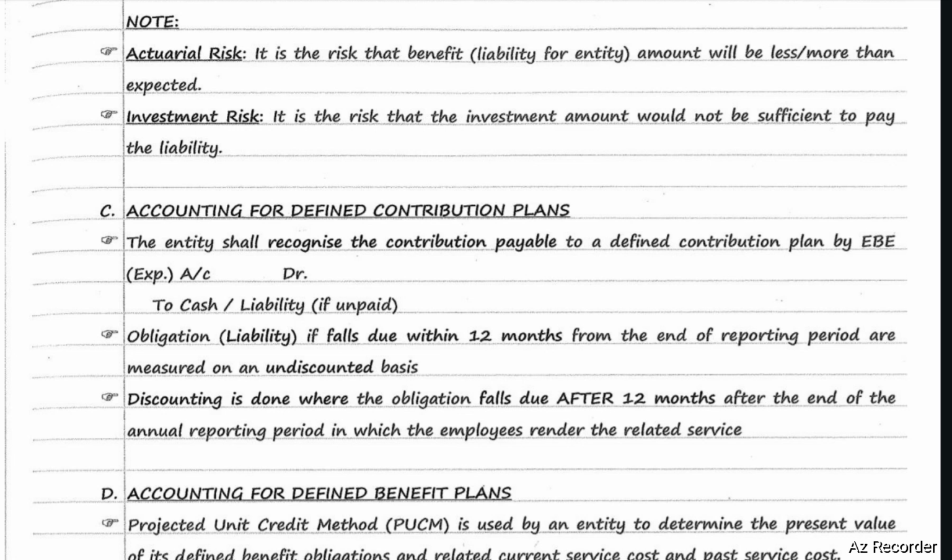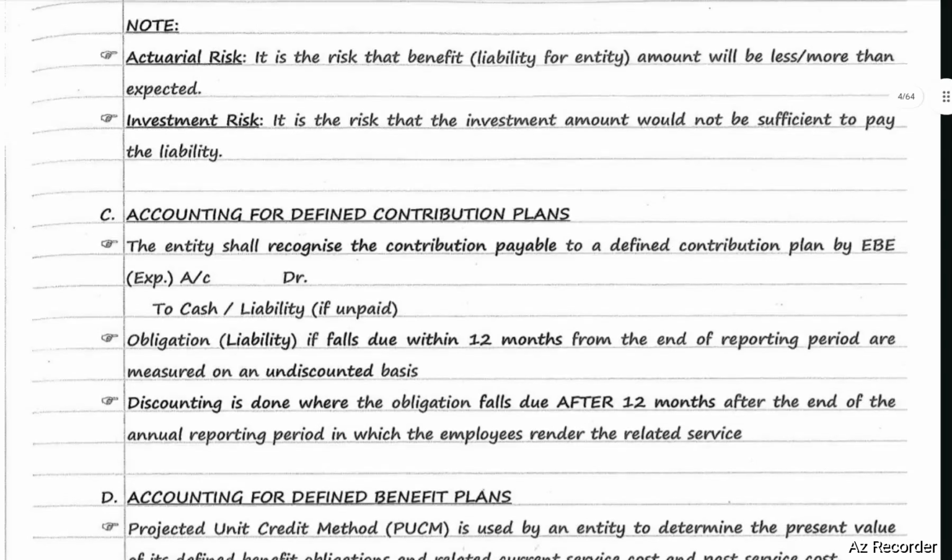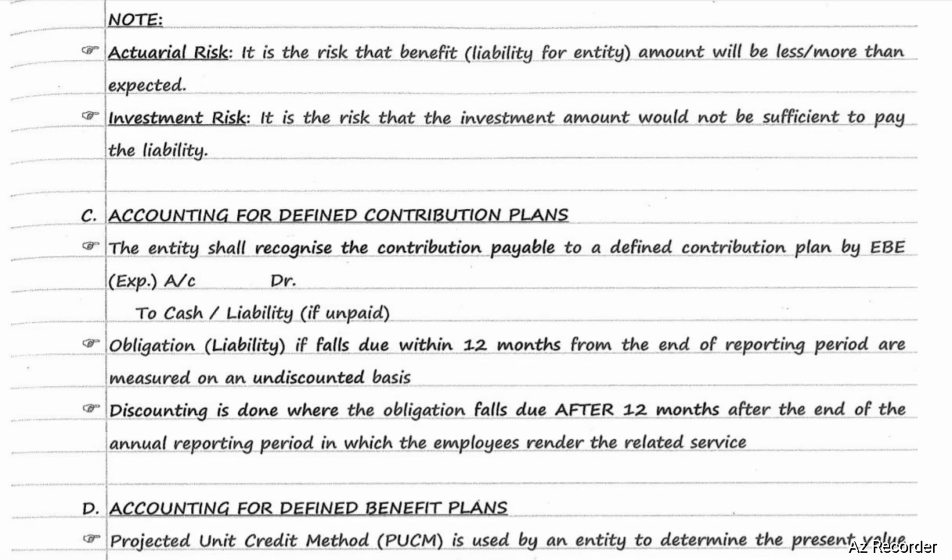How to account for defined contribution plans? The entity shall recognize the contribution payable to a defined contribution plan by the following journal entry: employee benefit expense account debit, to cash or liability if unpaid. Obligation or liability, if it falls due within 12 months from the end of the reporting period, is measured on an undiscounted basis. Discounting is done when the obligation falls due after 12 months after the end of the annual reporting period in which the employees render the related service.